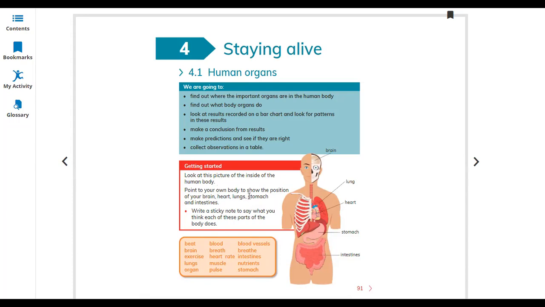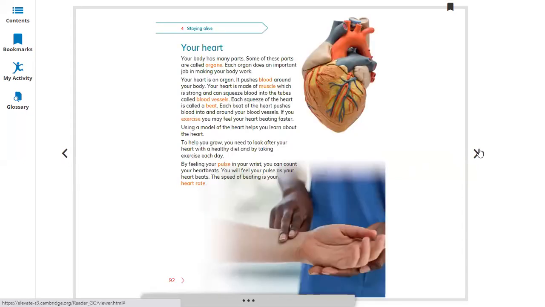Point to your own body to show the position of your brain. Where is your brain? In your head. Where is your heart? You can see on the left side, a little bit left from the center. Lungs, your stomach, and intestine. So these are all the main organs of your body. One of the organs, your heart.